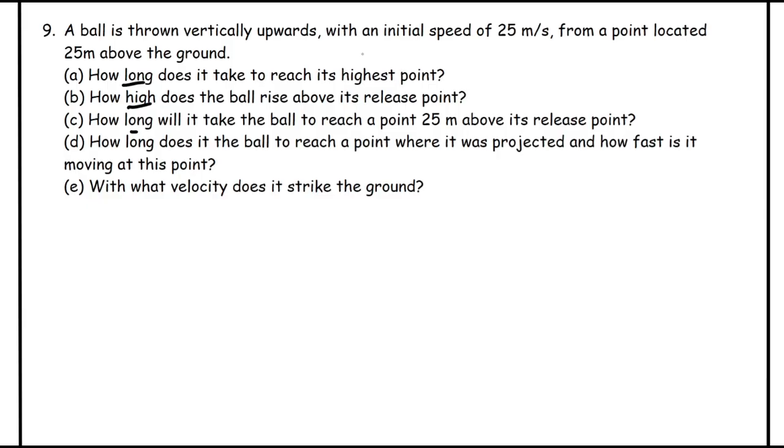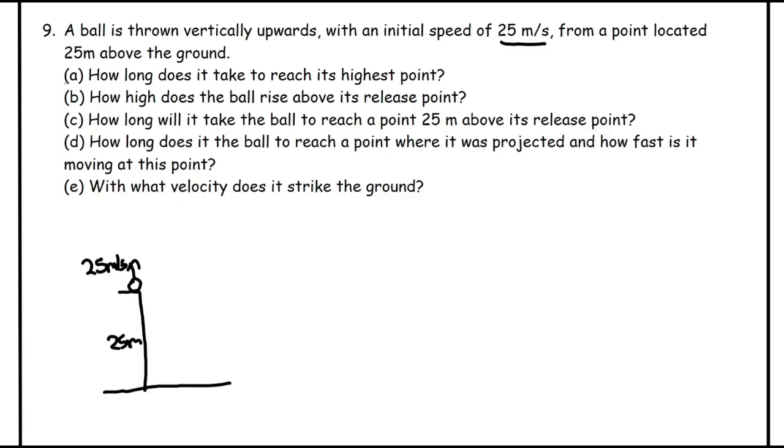The question reads, a ball is thrown vertically upwards with an initial speed of 25 meters per second from a point located 25 meters above the ground. Let's try to visualize the situation. So we have sort of a building here, and this is 25 meters above the ground, and we have a ball that's thrown vertically upwards with a velocity of 25 meters per second. Okay, this is all the information we have.